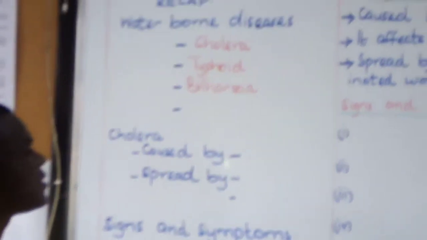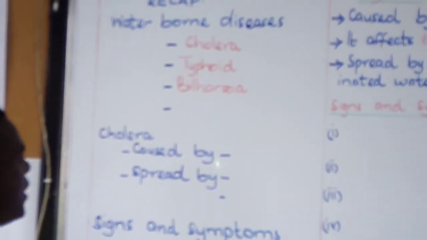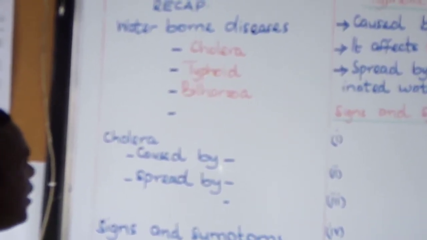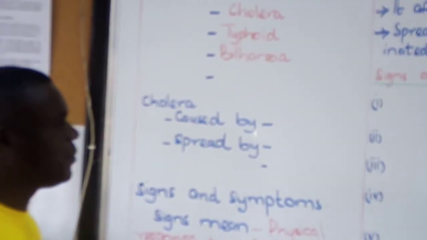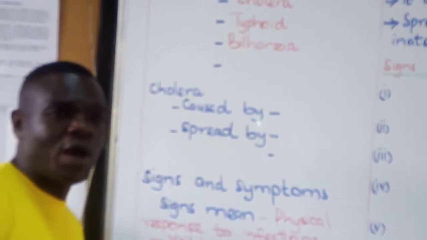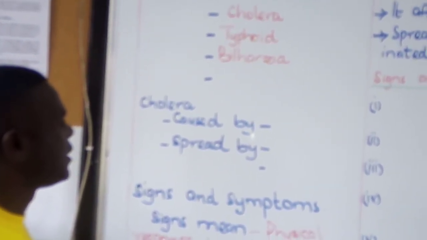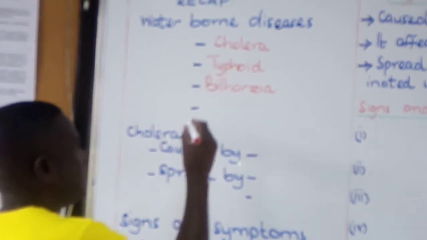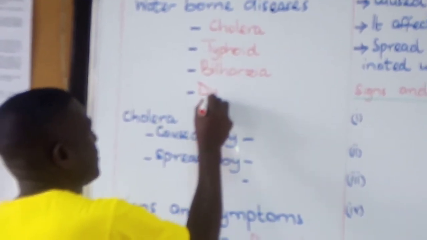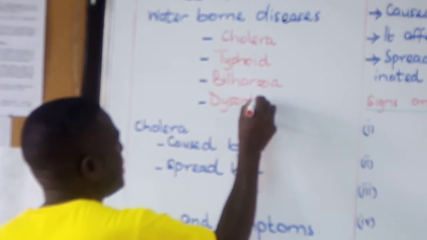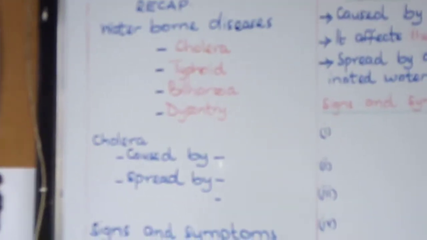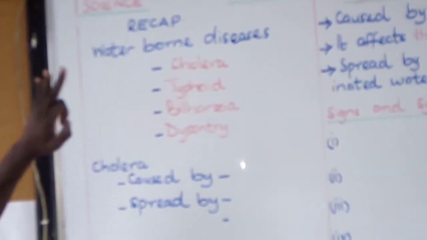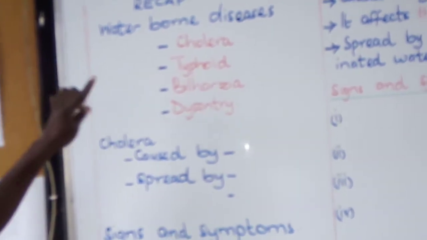And the last one. Shama, where are you? Tell me one waterborne disease. Great, dysentery. Dysentery is another waterborne disease. Boys and girls, the syllabus provides us to mention the four, but discuss three: cholera, typhoid, and bilharzia.